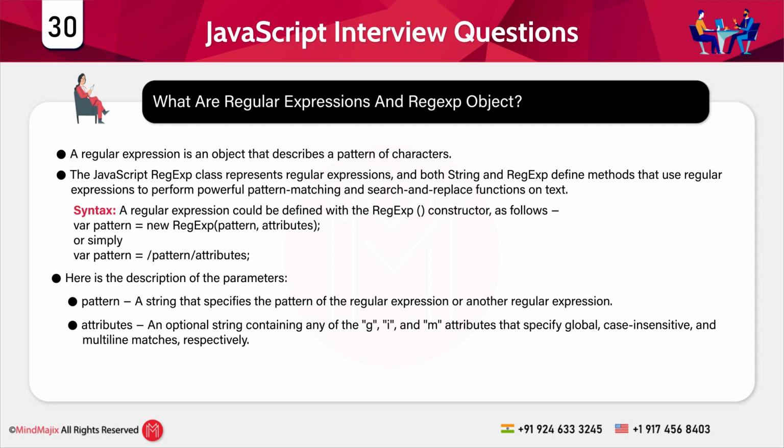Here is a description for the parameters. Pattern is a string that specifies the pattern of the regular expression or another regular expression. Attributes is an optional string containing any of the g, i or m attributes that specify global, case-insensitive, and multi-line matches respectively.